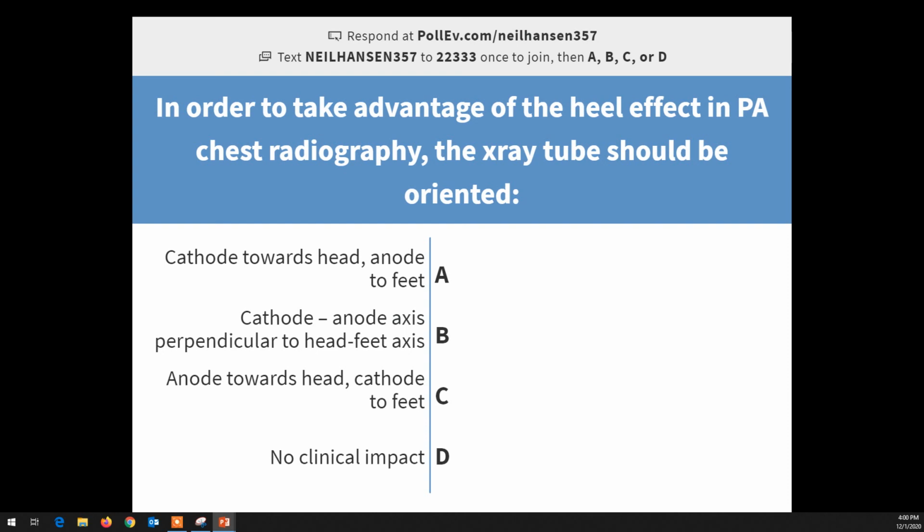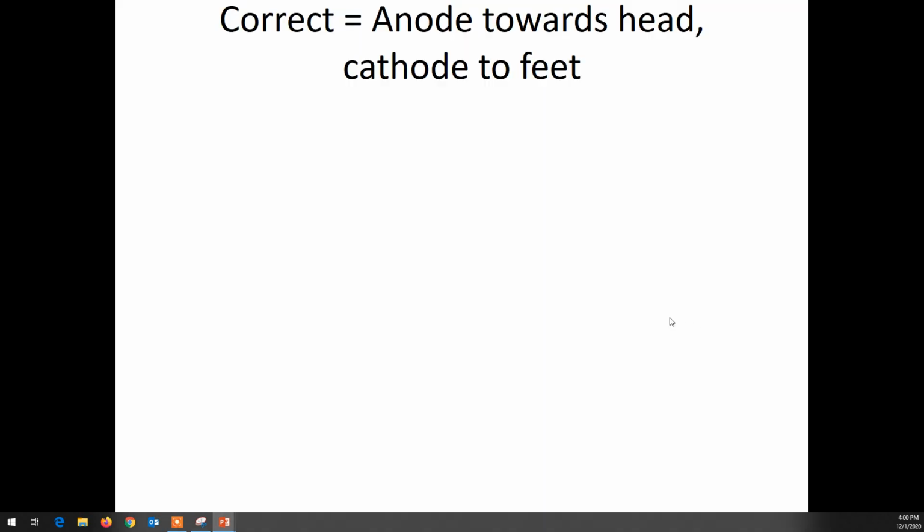In order to take advantage of the heel effect in PA chest radiography, the X-ray tube should be oriented in which of the following ways? Pause here if you need more time. But traditionally, for chest radiographs, the X-ray tube should really be oriented with the anode towards the head and the cathode to the feet. It's thicker down by the lower part of the chest than up by the lung apices, and so you can functionally use less radiation by putting the cathode towards the feet.